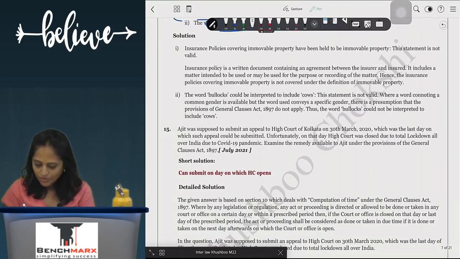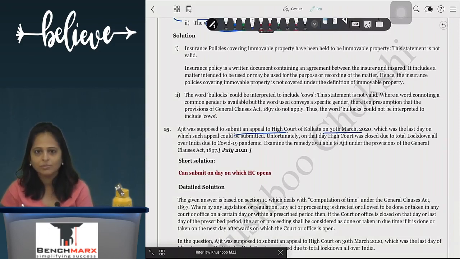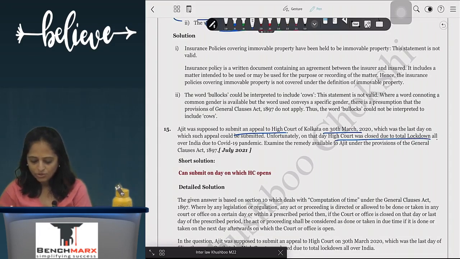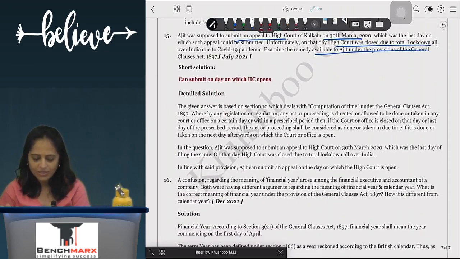Ajit was supposed to submit an appeal to High Court on 30th March, which was the last day on which the appeal could be submitted. Unfortunately, on that date, the High Court was closed due to lockdown. And what remedy does he have? Next working day. Same to same questions. कुछ भी innovation नहीं है.